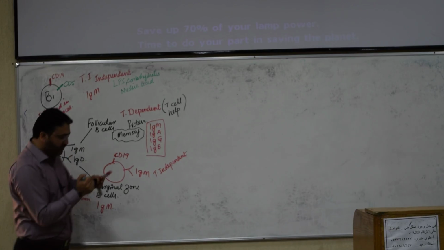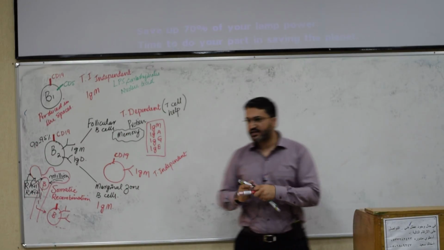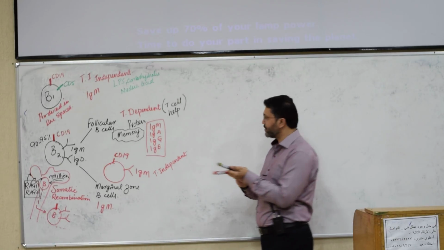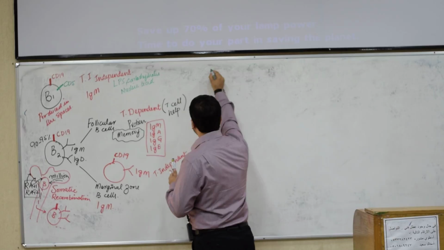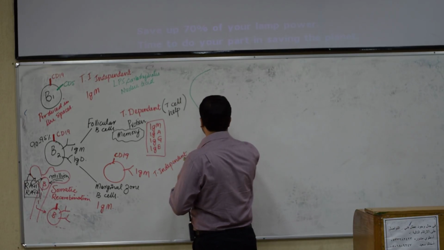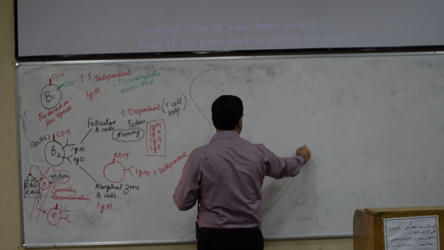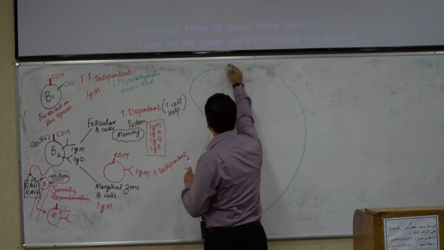Now we'll come to another aspect, and you will understand why I talked about this, because sometimes it creates a little confusion with something else. Now I'll draw a big lymph node or a spleen so that we can see what is actually happening.